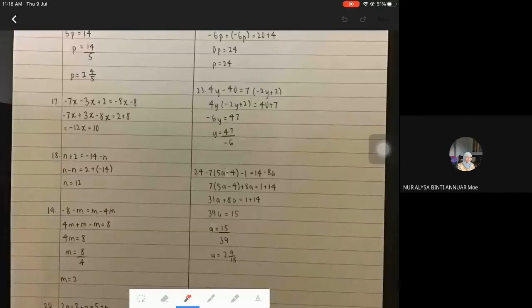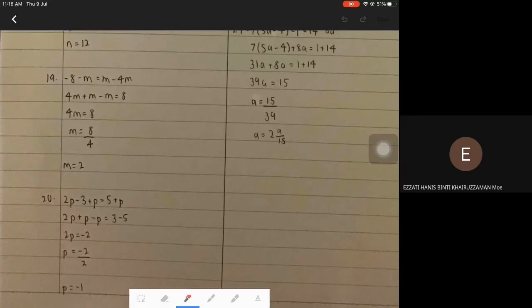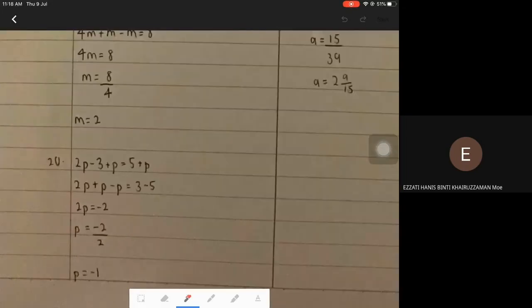20. I think it's 20. Oh, 20 belum. Okay. Alright, number 20. We have 2p minus 3 plus p equals 5 plus p. Okay. So 2p, now she rearranges 2p plus p kat sini. And then here plus p bawa ke kiri. Jadi minus p. Okay, correct.